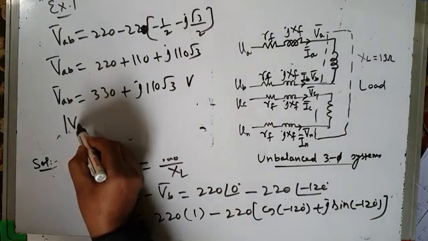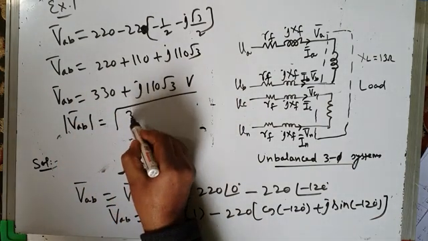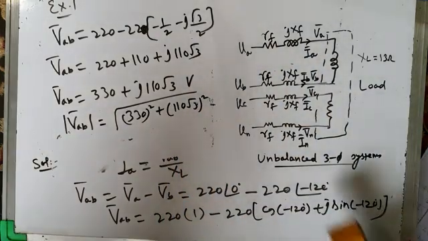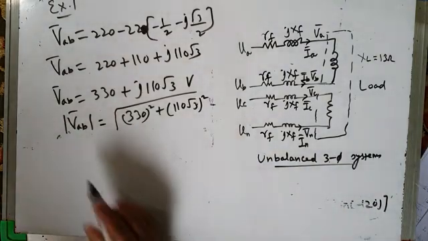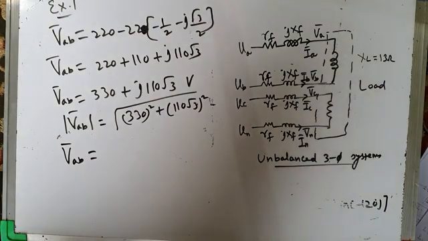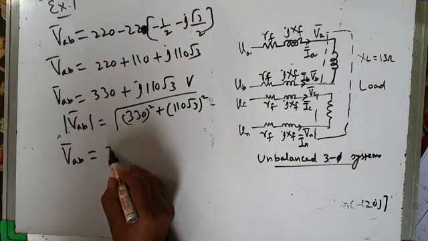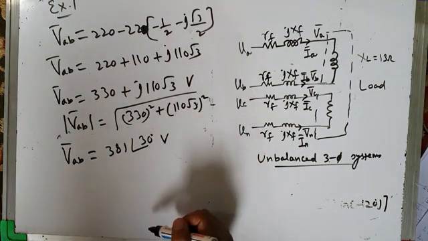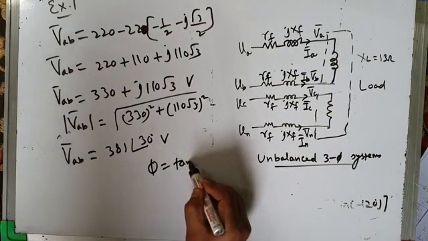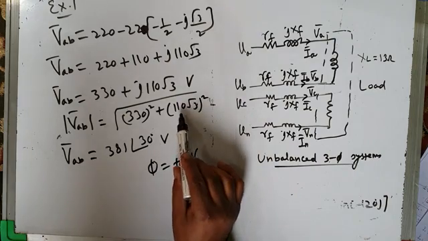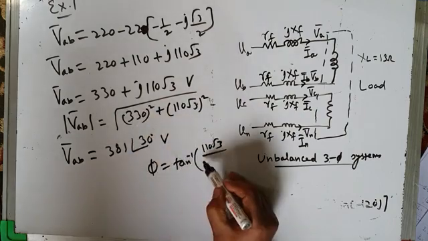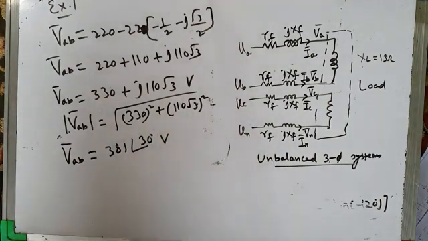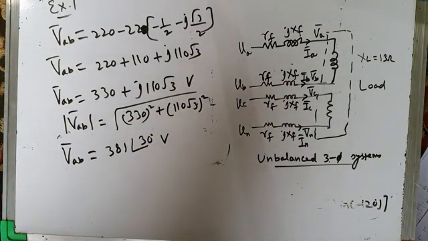If you find the magnitude of this voltage, the RMS value, that is under root of real part squared plus imaginary part squared: 330 squared plus 110 root 3 whole squared. The computation gives the RMS value of line voltage as 381 volts at an angle of 30 degrees. Why 30 degrees? Because the phase angle phi is tan inverse of imaginary part by real part, 110 root 3 divided by 330. If you find tan inverse of imaginary part by real part, that gives 30 degrees. That's what I have written here, and the magnitude comes out to be 381 volts. So this is your VAB.